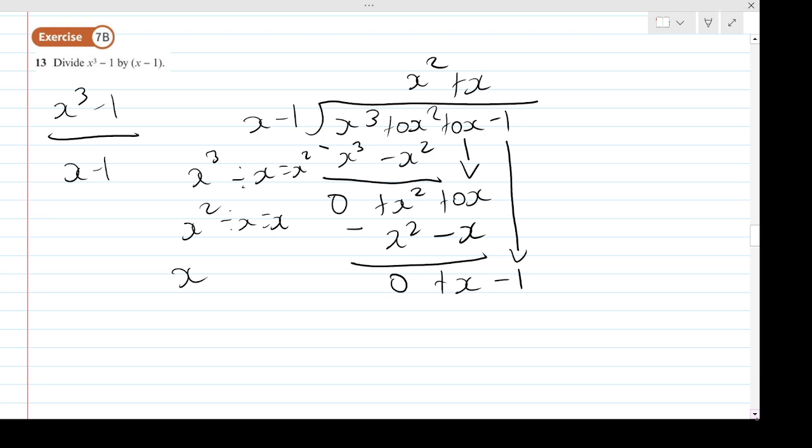So then I need to do x divided by the highest power here, which is again x, and that'd be 1. So I need to put plus 1 there. So then I'll do this plus 1 times all the terms again outside the bus stop. So 1 times x is x, and 1 times minus 1 is minus 1.